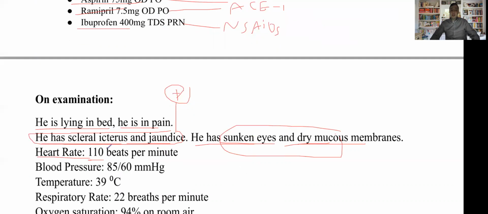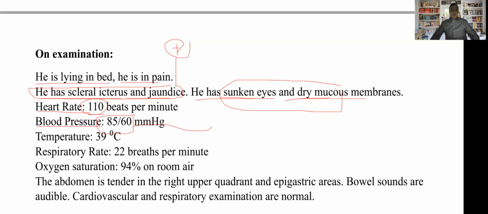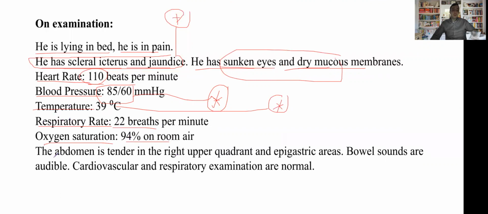Heart rate is 110, so the patient is tachycardic. Blood pressure 85/60, so the patient is hypotensive. This is very important and relevant here. The patient is hypotensive. Temperature 39 now, so the patient has a high-grade temperature. The patient is febrile. Respiratory rate 22, the patient is mildly tachypneic. Oxygen saturation 94 in room air, so the oxygen saturation is fine.